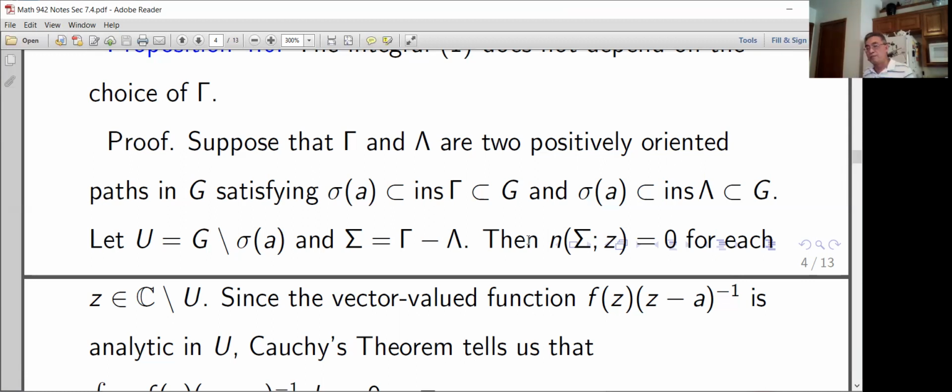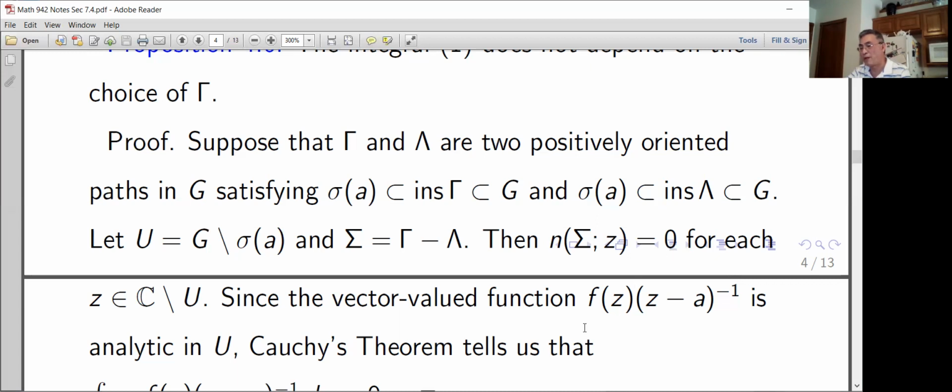Case number two, z is in sigma of A. Then the winding number of sigma is equal to the winding number of gamma minus the winding number of lambda. So it is equal to 1 minus 1. Both are inside, that means winding number 1. So this winding number is 1 minus 1, which is equal to 0. So this assertion is correct: the winding number of sigma with respect to z equals 0 for each z in C minus U.